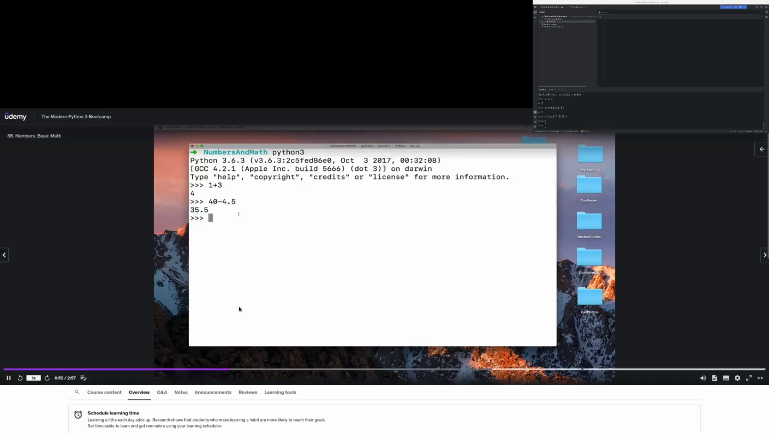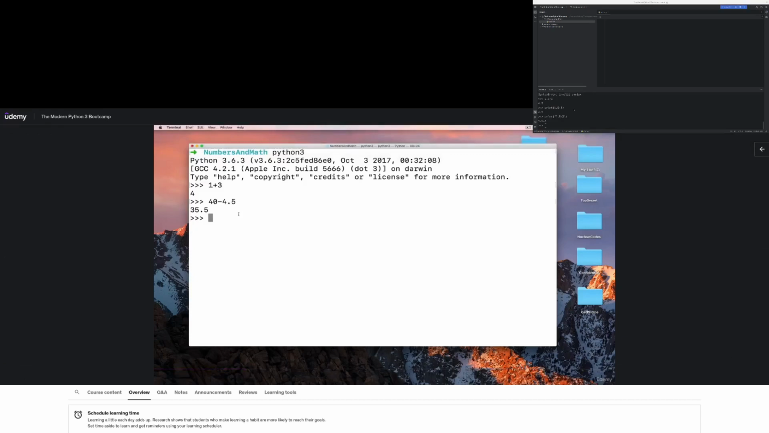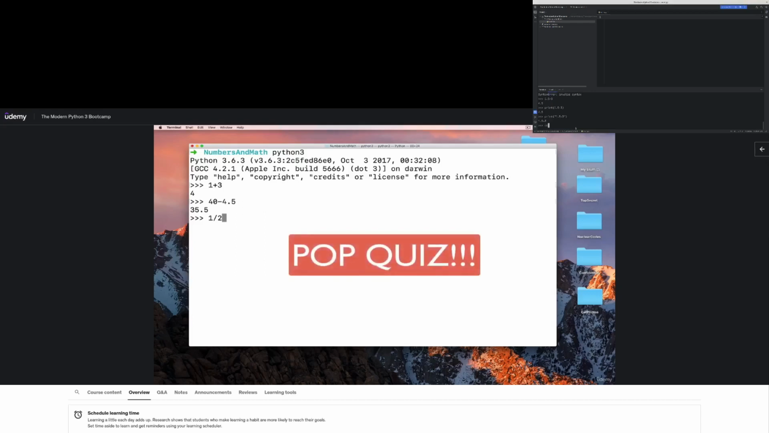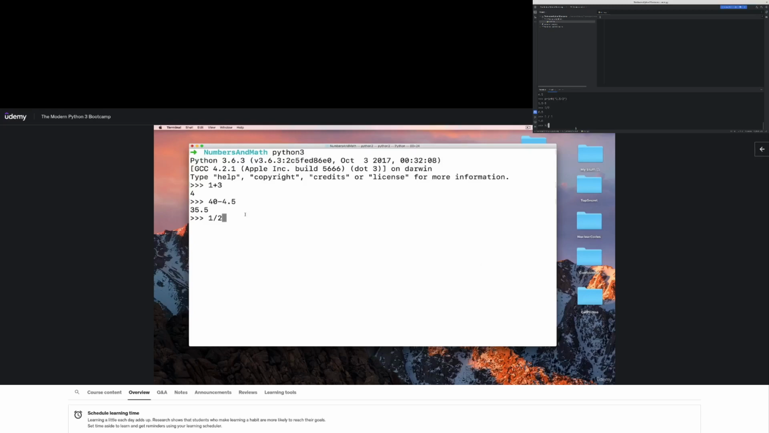But what I want to call your attention to is what happens when we divide. So we could do something like 1 divided by 2. What do you think the answer will be? These are two integers, 1 and 2, so neither one of them is a float. What type of data, a float or integer, will the result be? All right, and look at that, it's a float.